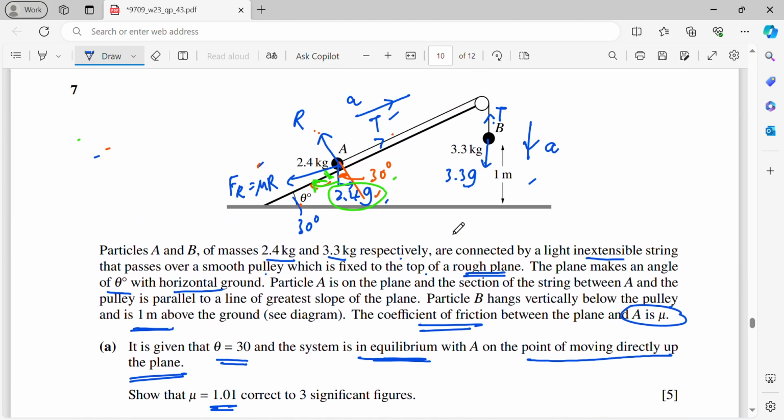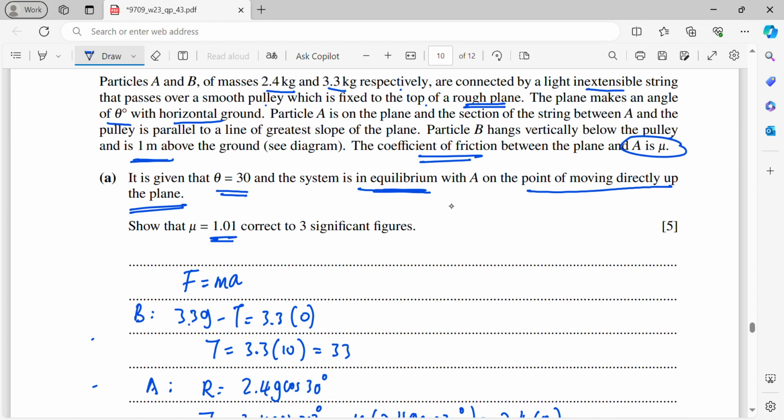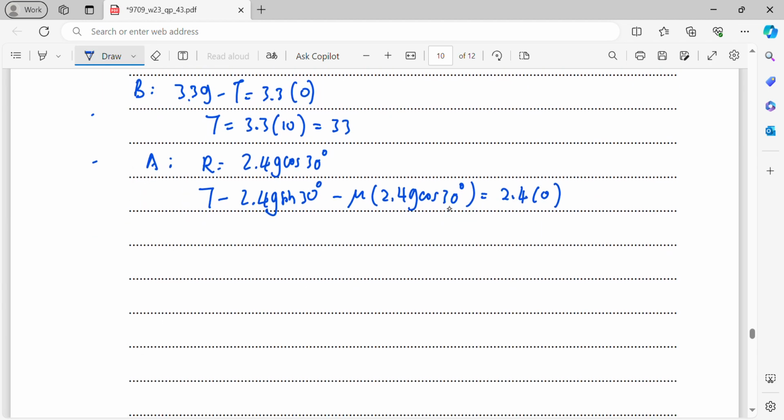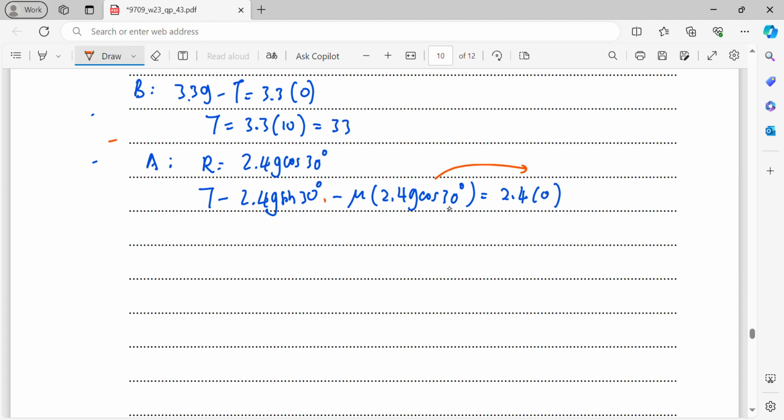Then at the same time, I have to minus the Fr. So my Fr is mu R. So minus mu R, where R is 2.4 G cos 30 degrees, and it is the same as 2.4 times 0. Then from here, to get the mu, because the question asks for mu, I will move this whole mu to the other side because of the negative. Then the right side is already 0, so I will just need to calculate the left hand side here.